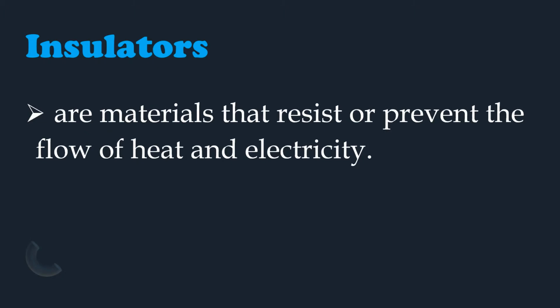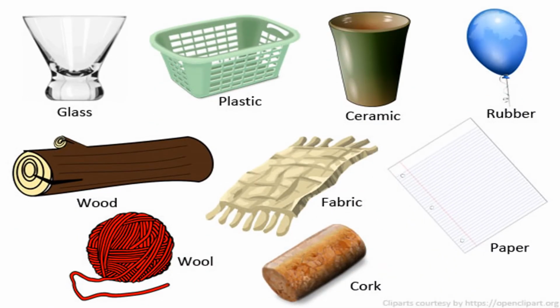Insulators are materials that resist or prevent the flow of heat and electricity. They create a barrier which reduces and controls the flow of heat coming from a hot material source. The following are examples of insulators: glass, plastic, ceramic, rubber, wood, fabric, wool, cork, and paper.